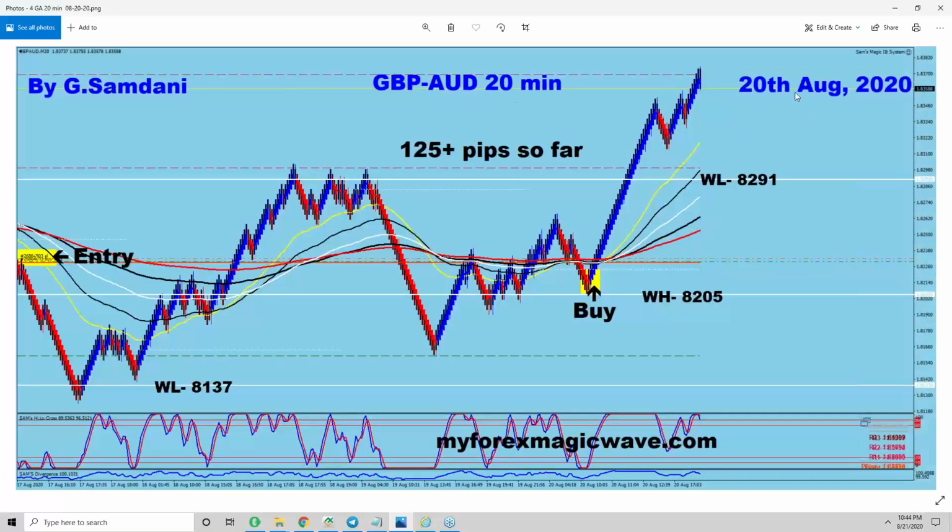And then you can see here, 3 trades on the 18th, but on the 19th the market started retracing. Nothing happened on the 19th. On the 20th, pound Aussie again took off to the upside from the 20-minute chart. This was the first trade I just showed you, then on the 19th it retraced, and on the 20th it went to the upside again. This is a long entry, nice and clean, just above the 8205 number, all the way to 125 pips.